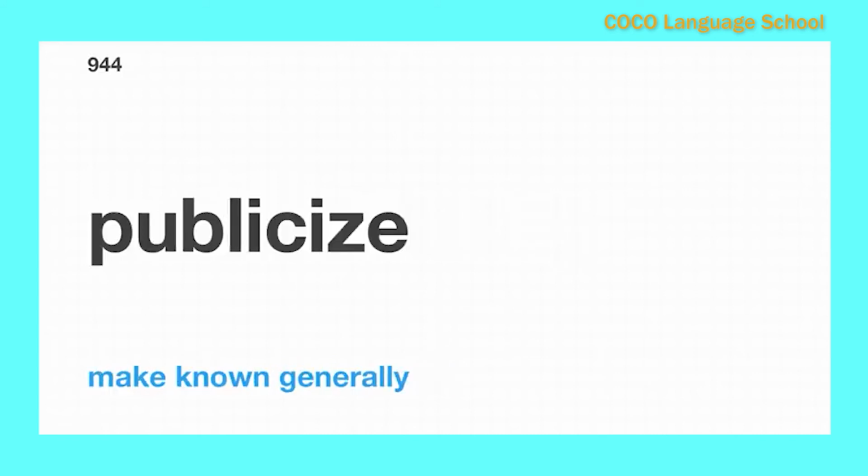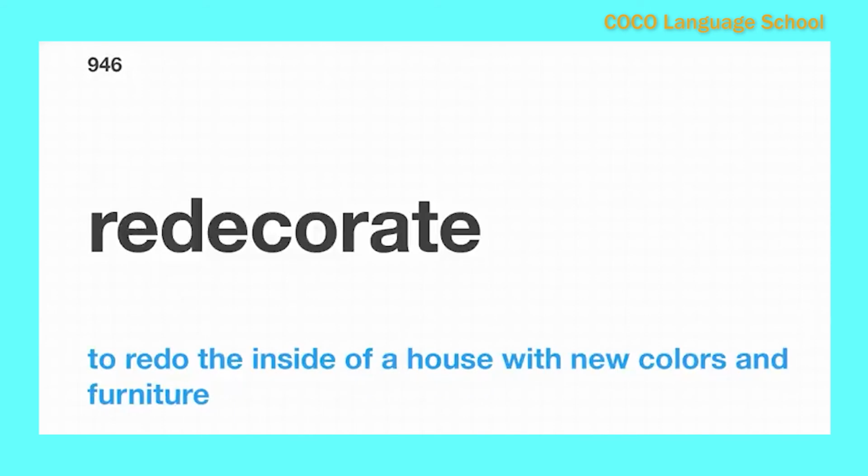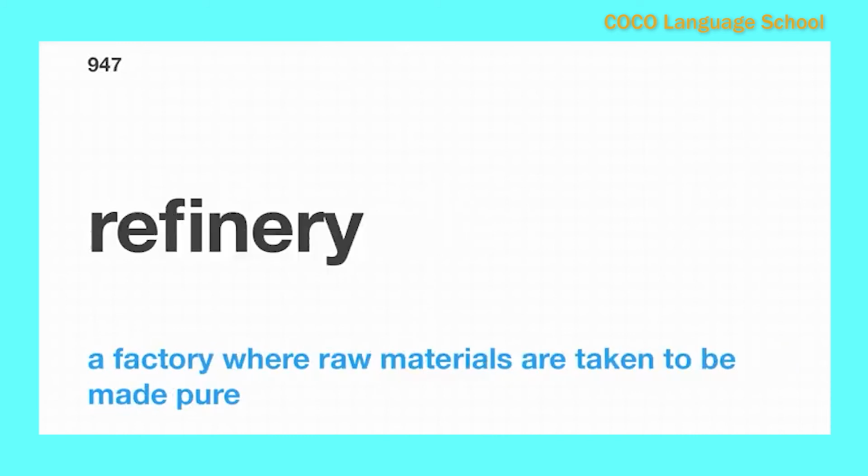Make known generally. Publicize. A beam of light from the sun. Ray. To redo the inside of a house with new colors and furniture. Redecorate. A factory where raw materials are taken to be made pure. Refinery.